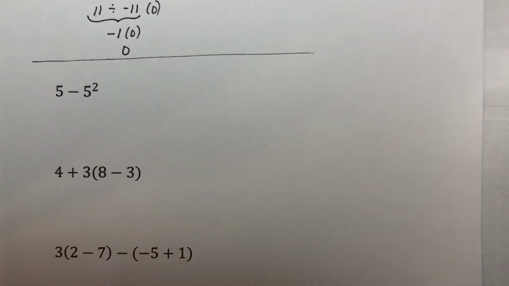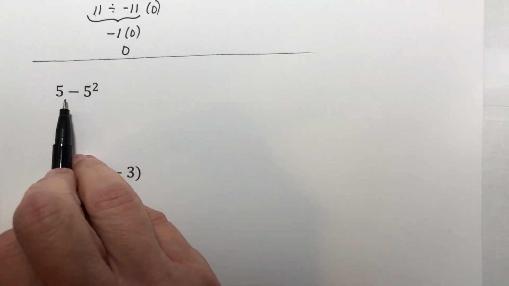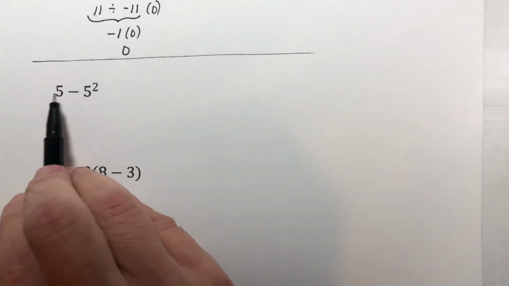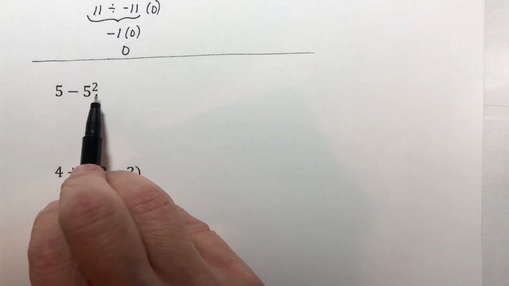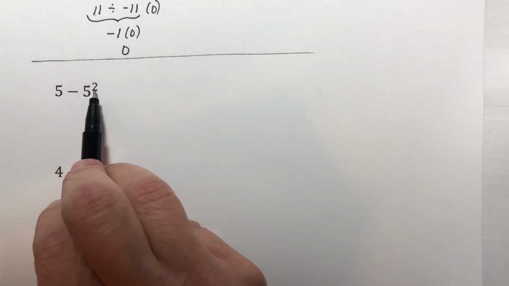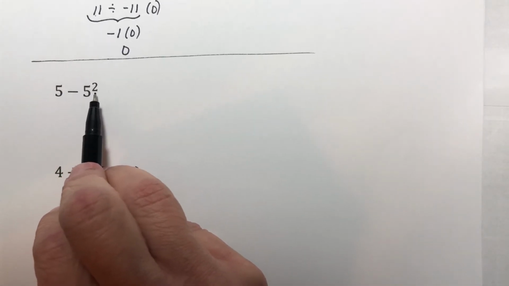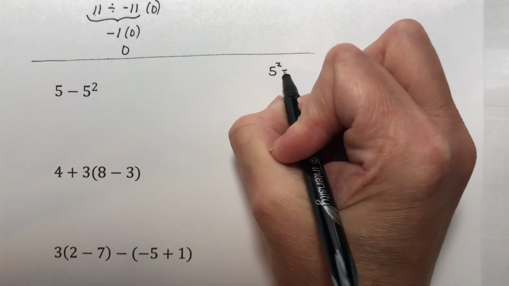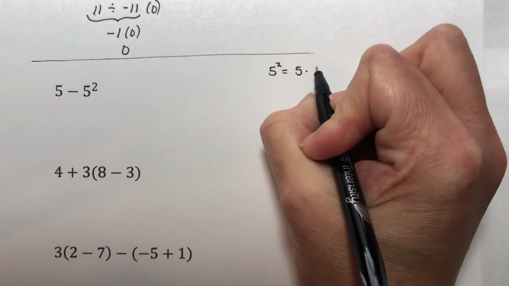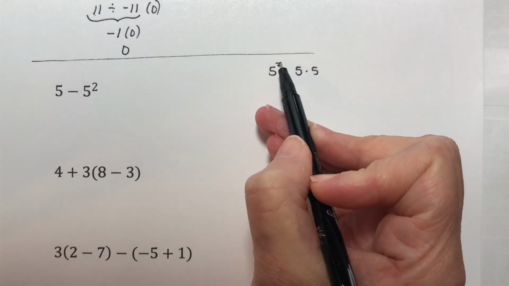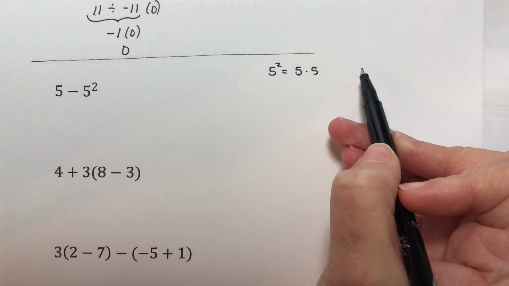Let's look at this. 5 minus 5 squared. I don't have any parentheses in here. My next step is exponents. Now an exponent is shorthand for repeated multiplication. 5 squared, what this means is that it's 5 times itself 2 times. If I had 5 to the third power, it would be 5 times 5 times 5.